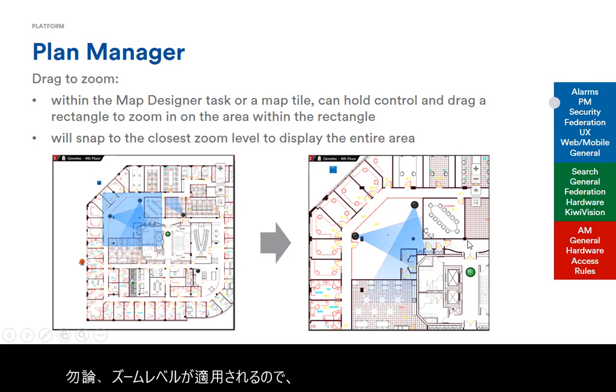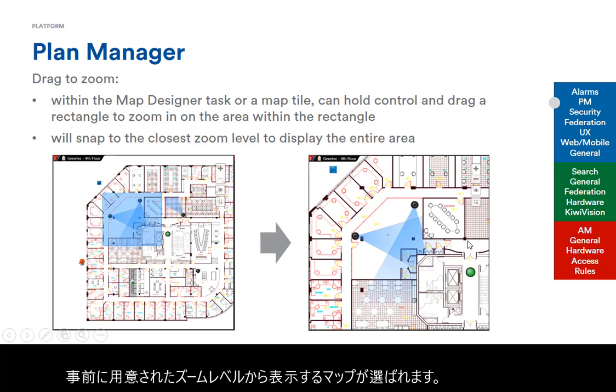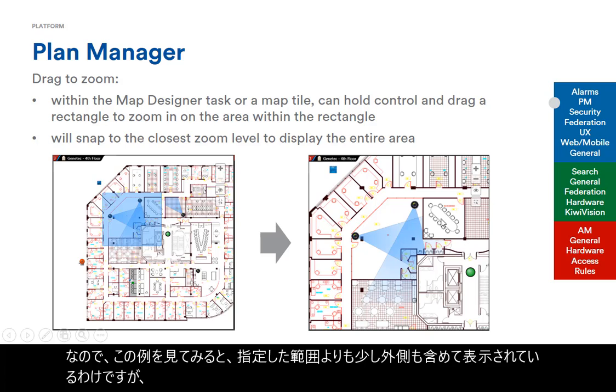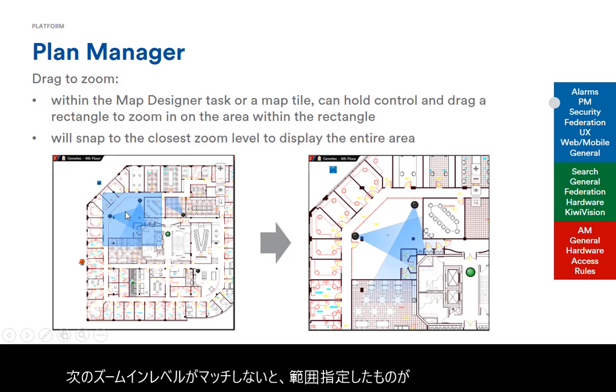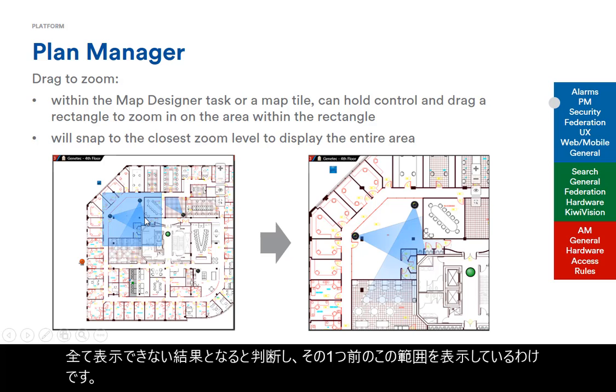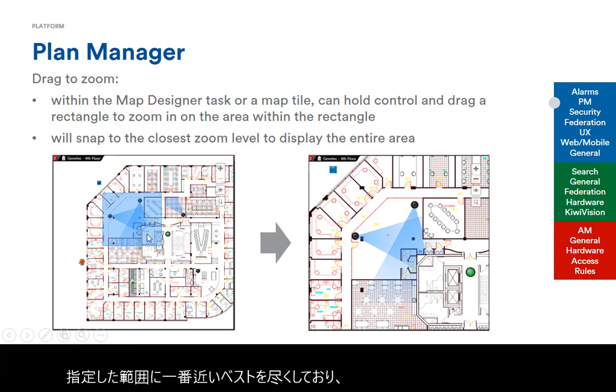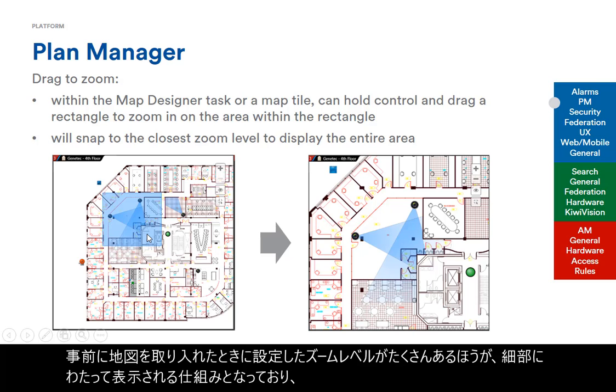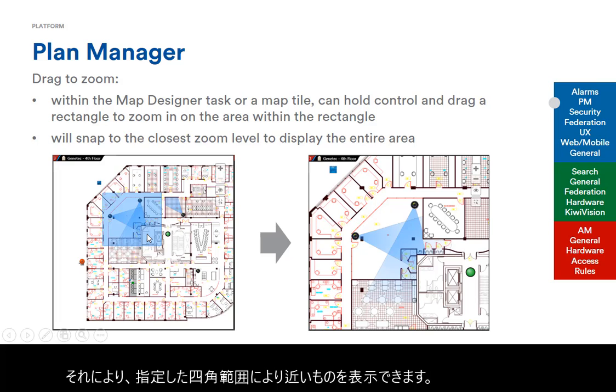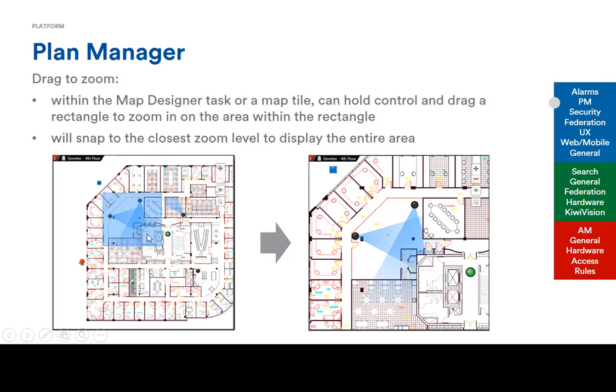So of course the zoom levels still apply, so it can't zoom into a level that it doesn't have a predefined zoom level for. So in this case you can see it's a little bit outside of the range that I specified, but the next zoom level in would actually be too much and I wouldn't be seeing everything that I've put in the rectangle here. So it's going to get as close as possible, and of course the more depth you have to your maps, the more zoom levels you have, the more detailed they are, then you will get closer to the rectangle you drag out.